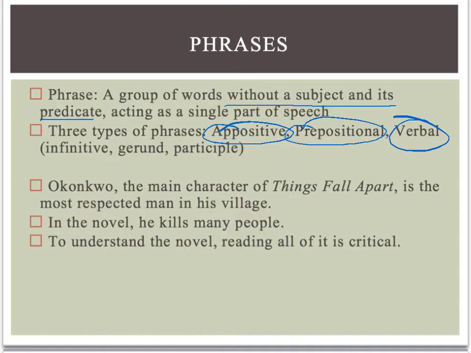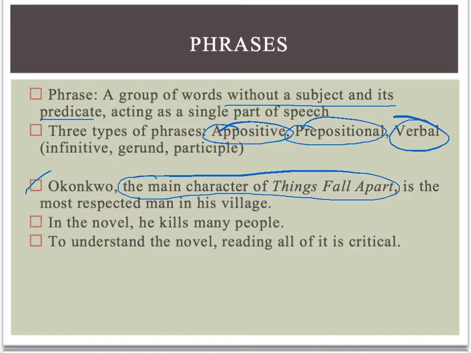So on the second half of this slide, I have examples of these three basic types of phrases. The first one here in this sentence has an appositive phrase. An appositive is a word or group of words that renames a noun. Appositives come immediately after a noun and give you more information about it. So take a look at this sentence. Okonkwo, the main character of Things Fall Apart, is the most respected man in his village. This sentence has an appositive phrase. It's right here, the main character of Things Fall Apart.